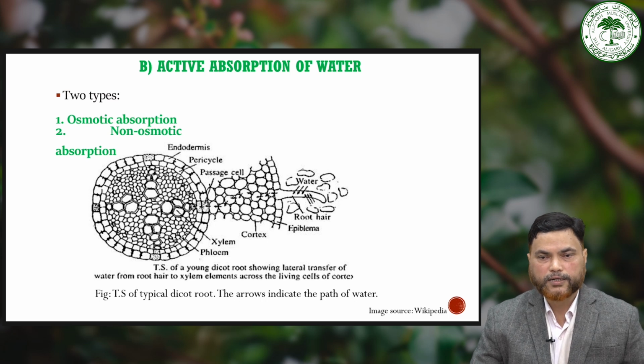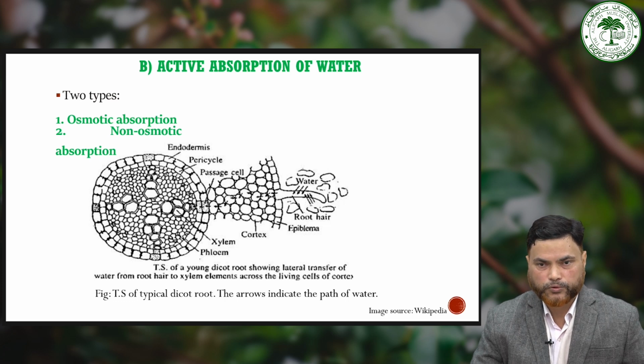And when water enters the xylem, what happens? Generally, a positive pressure is generated within the xylem of the root, and this positive pressure can lift water to a certain height. This positive pressure is basically known as root pressure.